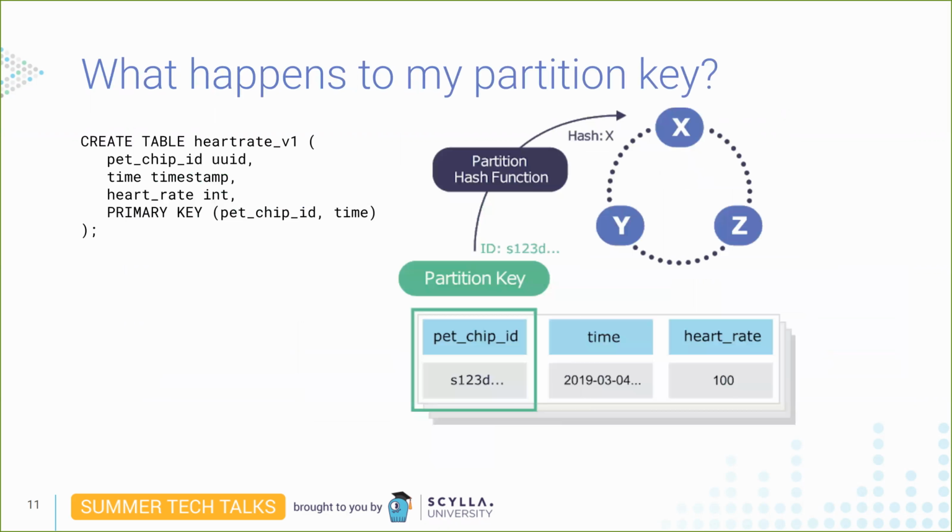Okay, but what happens to my partition key and where did it go? As we mentioned, Scylla uses only the first part of the primary key as a partition key. The rest are clustering keys. The partition key, which is pet chip ID, will get hashed by our hash function. We use murmur3, the same as Cassandra, that generates 64-bit hashes, and then we assign a partition key range for each node that will be responsible for storing keys.